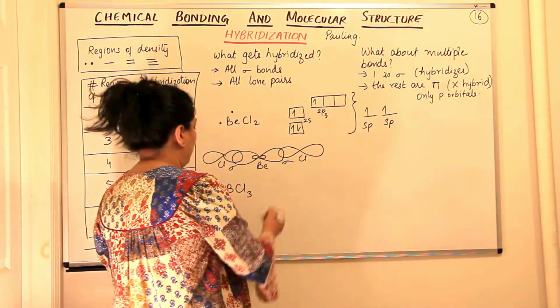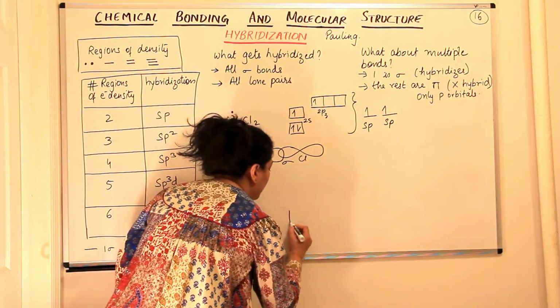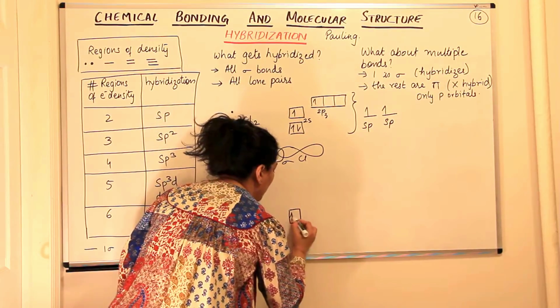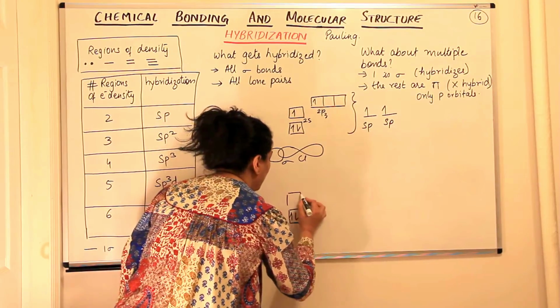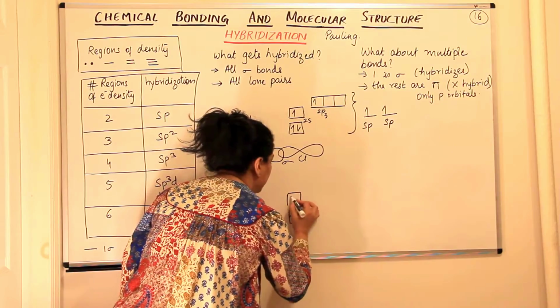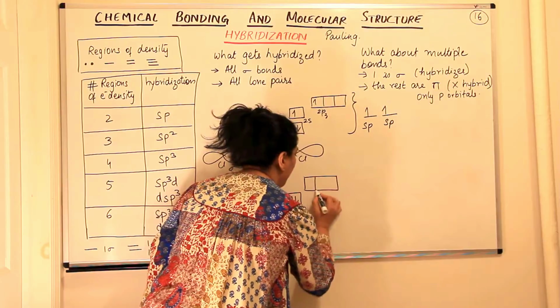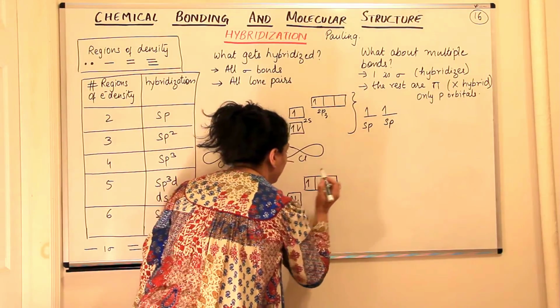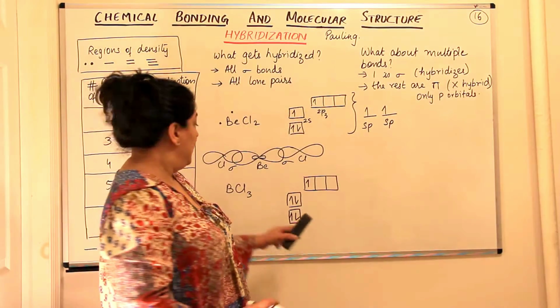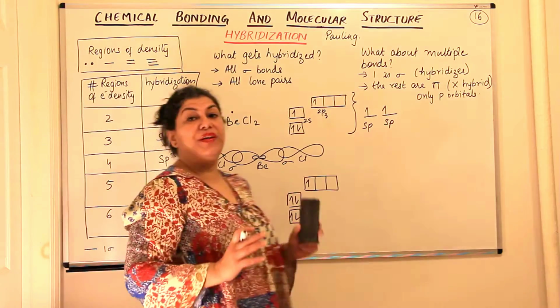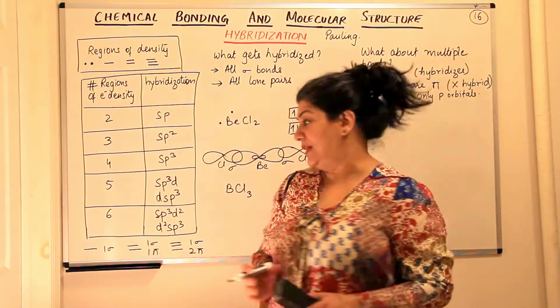So let us write down the electronic configuration of boron. Boron has 2 electrons in 1s, 2 electrons in 2s, and this is 2p. 2p has 3 orbitals and 1 electron in 2p, right? So this is the electronic configuration of boron in the ground state.